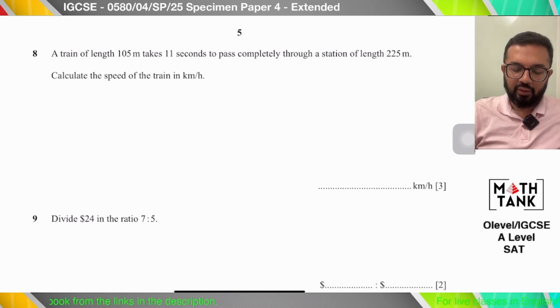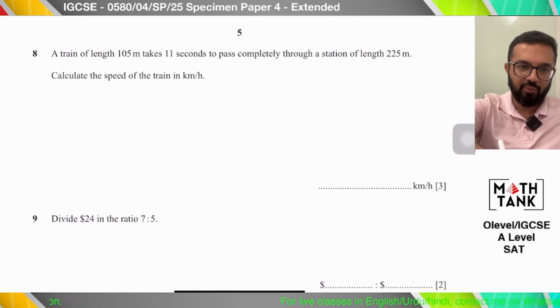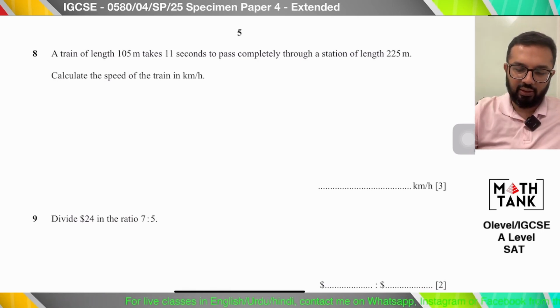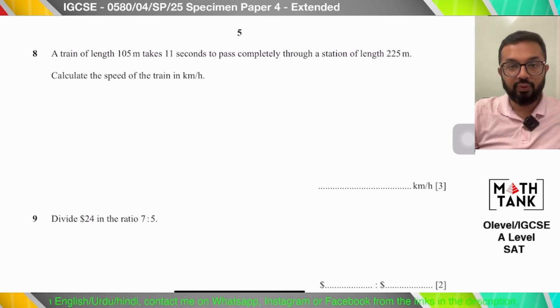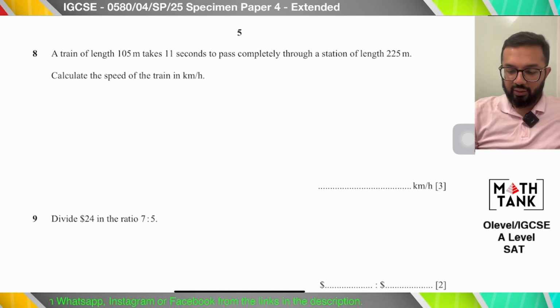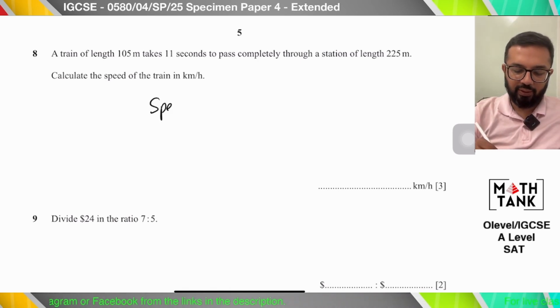Calculate the speed of the train in kilometers per hour. So the first thing that I need to do is convert all the distances into kilometers and the time into hours. That is what I will have to do. Then speed equals distance over time.